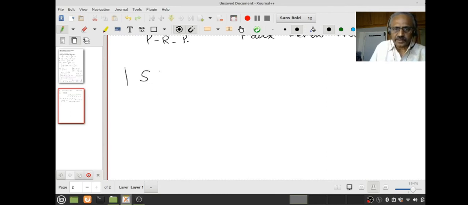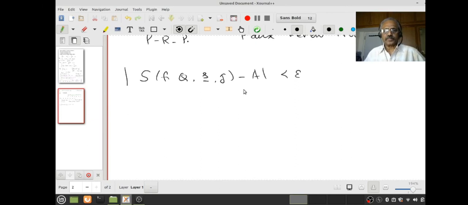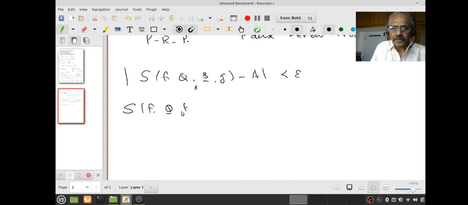It may be easier for you to understand if I say this: the Riemann sum of f over Q and S, with G, minus A, is less than epsilon. This is by hypothesis, since Q is finer and S is a set of tags for this. So what all I have to do is very simple. I try to write this down. Now it's pure algebra. So what I want to do is write the sum S(F, Q, S, G) equal to what? Let us do that.